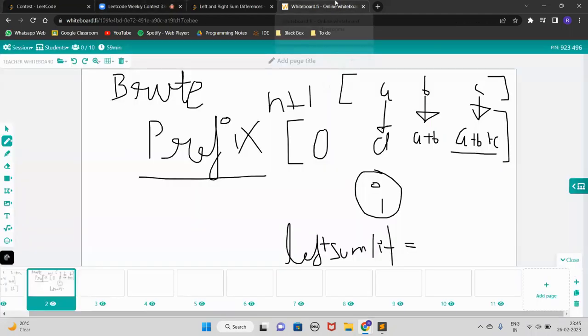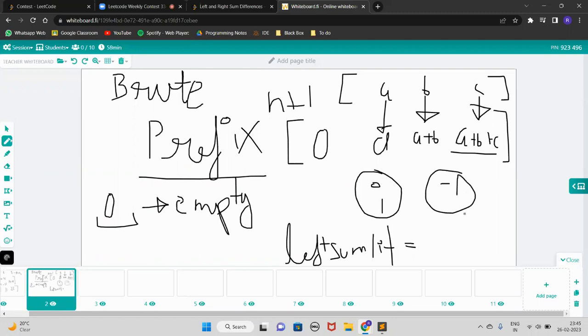Why is 0 included? So we include 0 because 0 will make our implementation easier. Whenever we have a 0, we can say that it is an empty array, and the sum of an empty array is 0. If we don't have a 0, instead we'll have a minus 1, and then we'll have to say that minus 1 is an empty array and minus 1 would be 0.